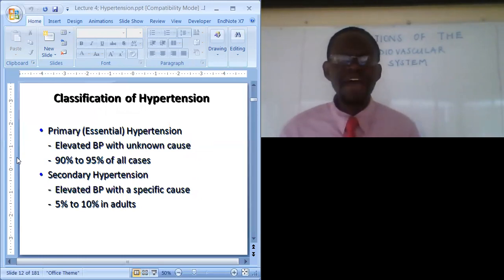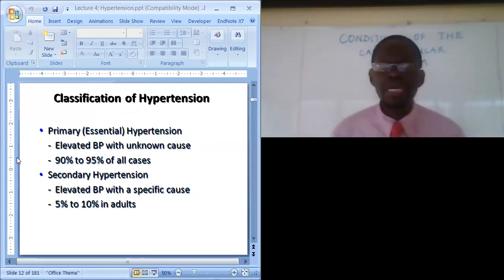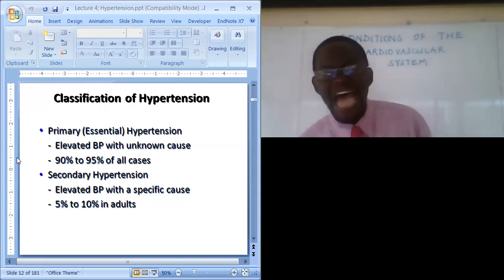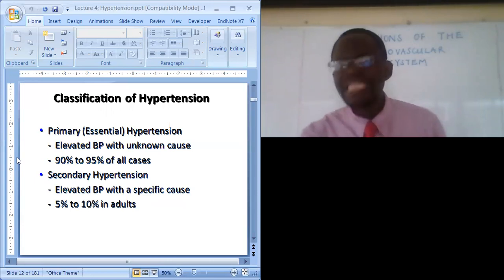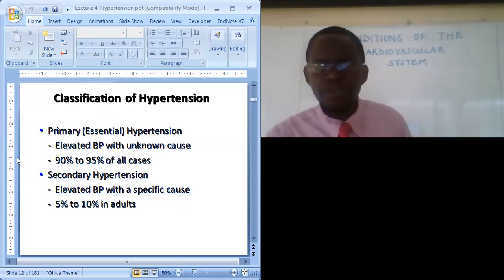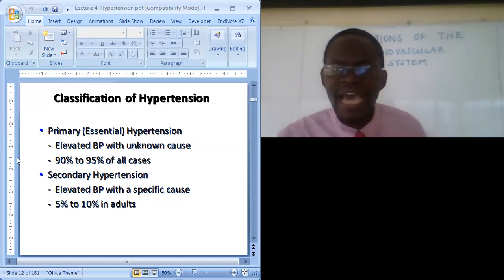Hypertension is basically classified as primary, or it can be secondary. Primary hypertension is a sustained elevation of blood pressure with an unknown cause. In other words, the cause is not known, but it is an interplay of genetic and environmental factors. This is the commonest type of hypertension among people, and it is prevalent in 90 to 95% of all cases of hypertension.